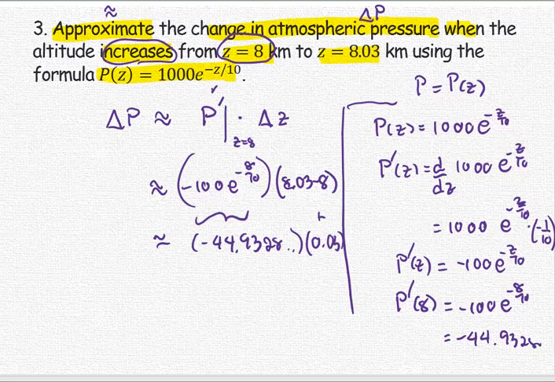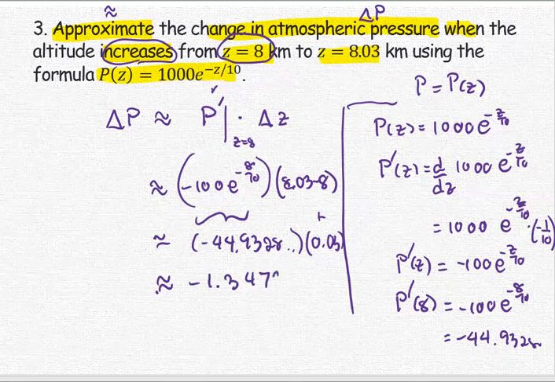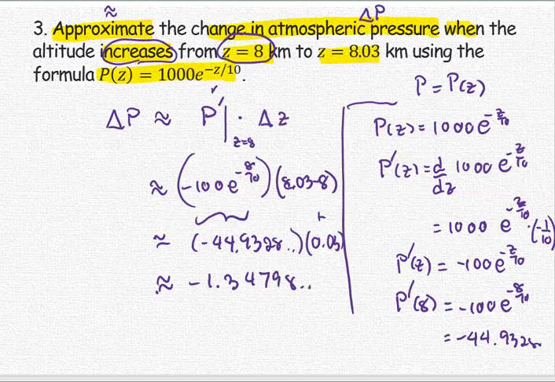And next, multiply these two numbers, so we get the change in pressure about negative 1.34798 and so forth. The problem might tell you to round to 3 decimal places or 2 decimal places, and so forth. So then, as you see, the change in pressure is negative. So that means for the position higher, the pressure is decreasing.